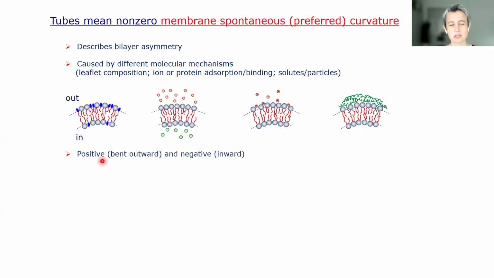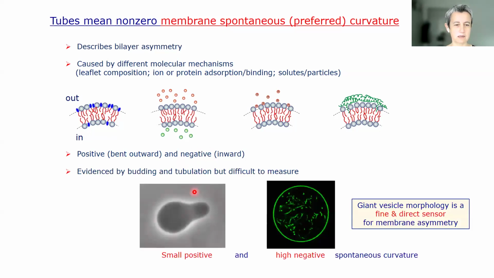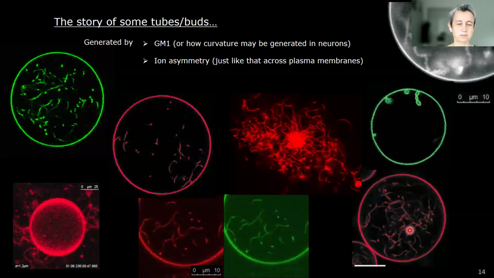The nomenclature is such that if the membrane bends outward, the curvature is positive, and if it's negative, the membrane bends inward. This is one example of small positive curvature. The bud here that is produced is large, so this is small curvature. It's outward, that's why it's positive, and here it's negative, high negative curvature. The message here is that just looking at these giant vesicles' morphology, you have a kind of direct and fine sensor for membrane asymmetry.